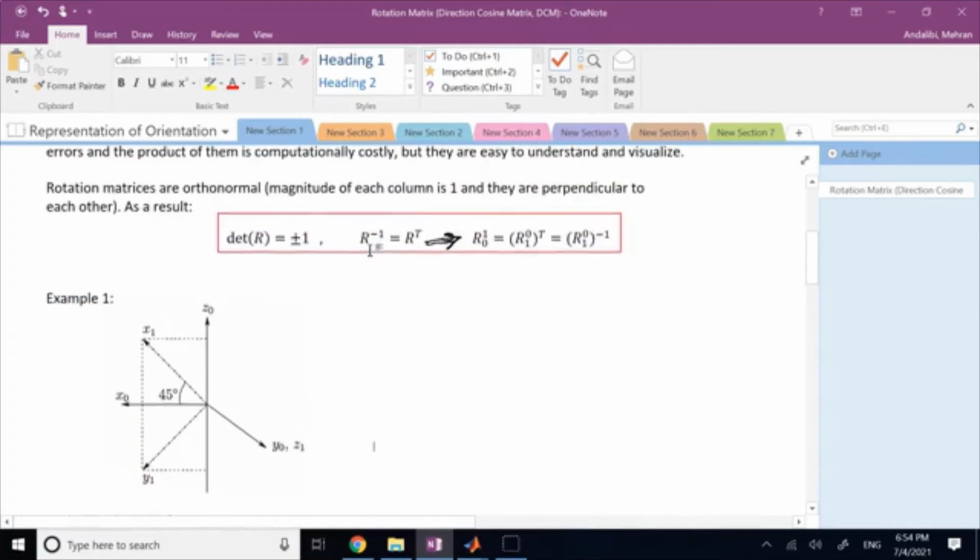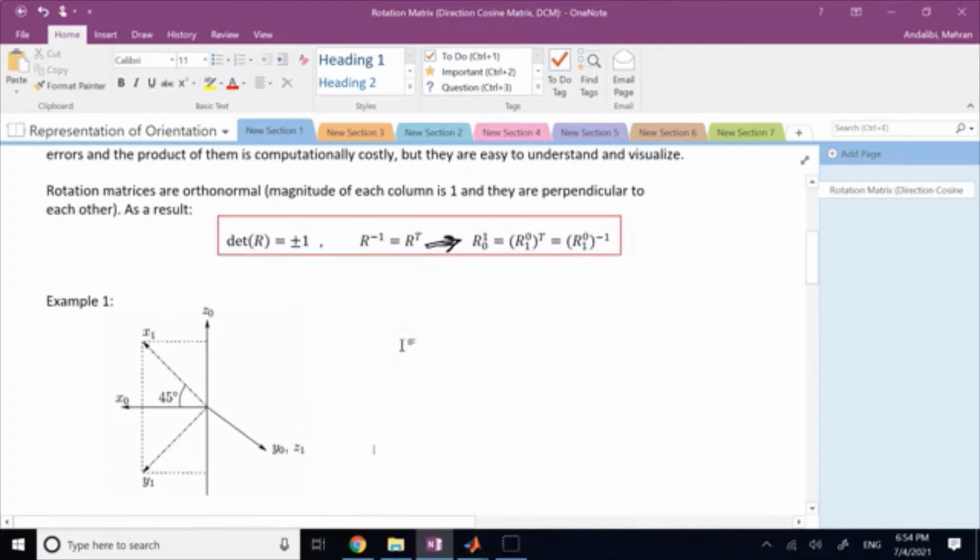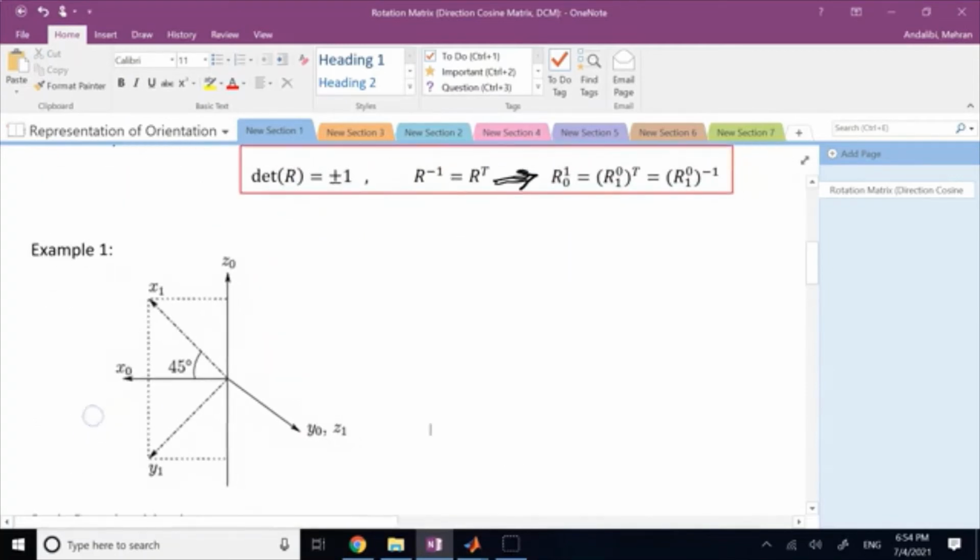But before that, I want to look at an example with you. And here I have given you the two frames, frame 0 and 1, with all the axes shown. So here y0 and z1 are on top of each other, and the angles between x1, y1, x0, and z0 are given with a 45-degree angle.